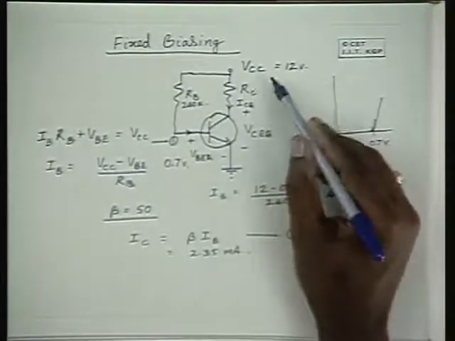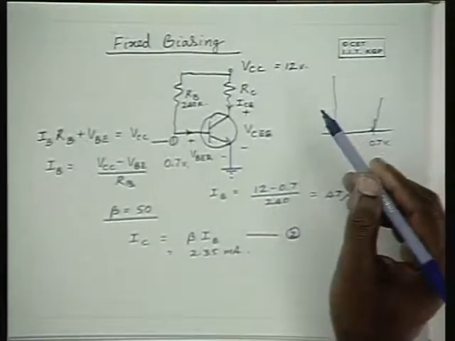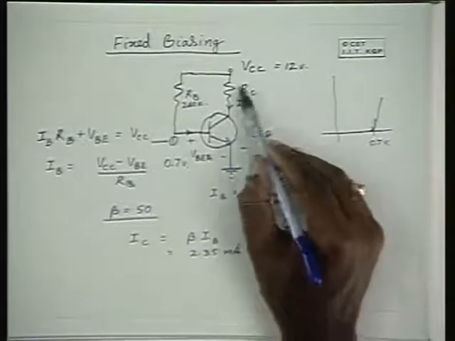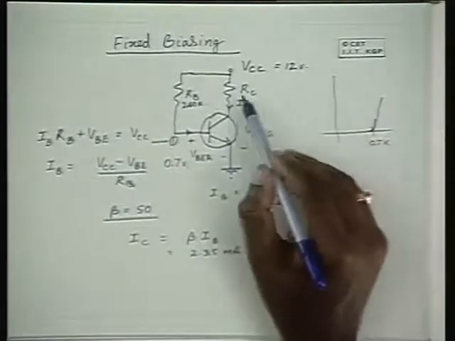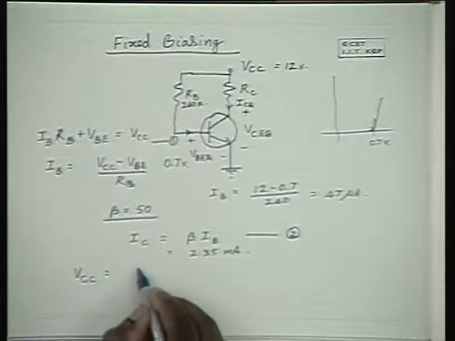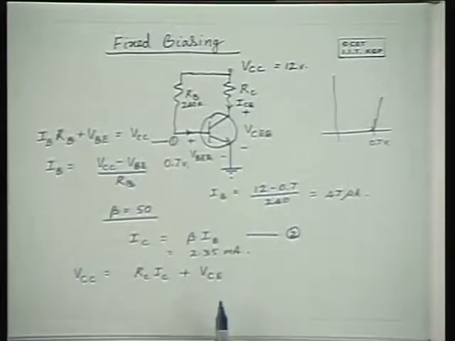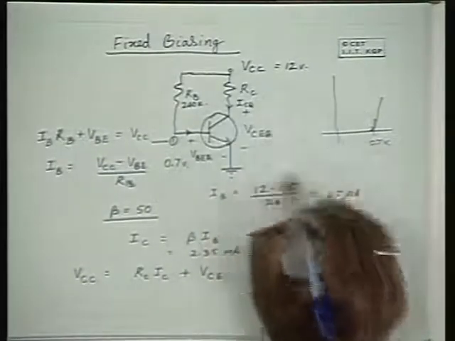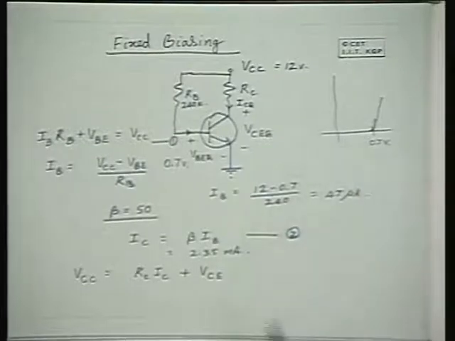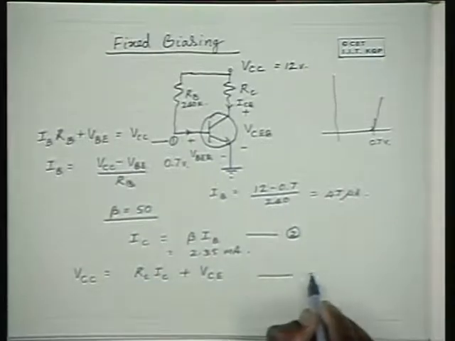Now let us look at the output side. At the output side, if you apply Kirchhoff's voltage law to this mesh, you will find that VCC is equal to RC IC plus VCE. So this is the equation which governs the output side mesh. Now IC is known, beta IB is IC, and if you substitute that here and given RC, VCE can be obtained. This is the third equation.